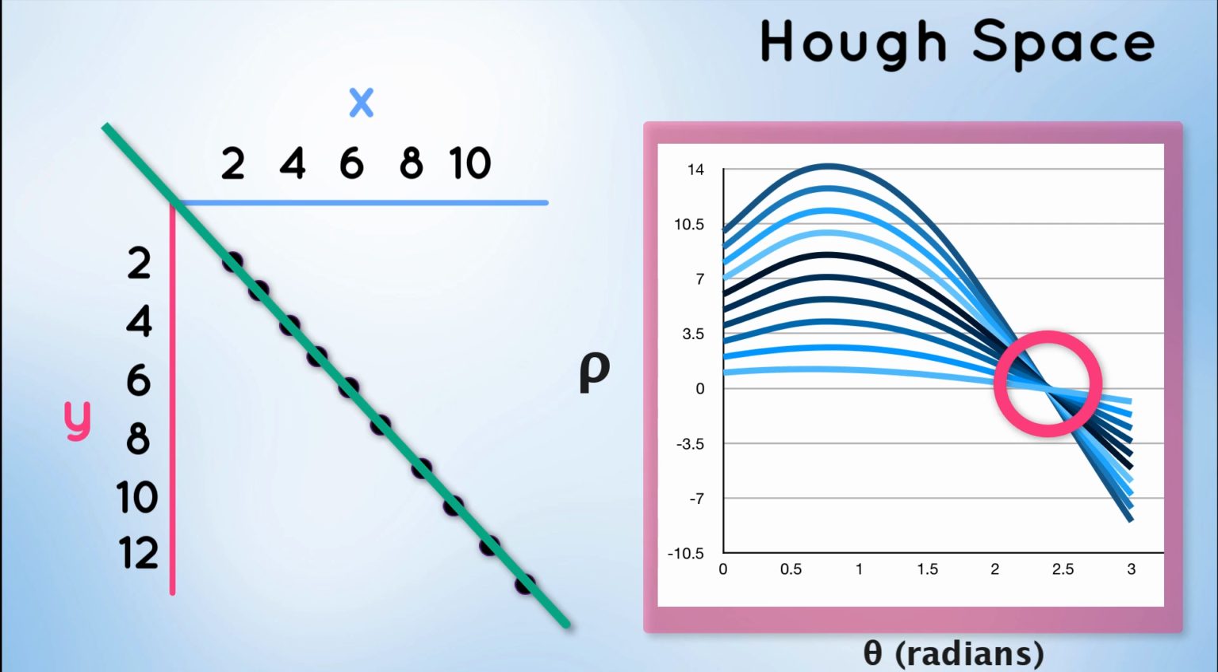The more curves intersecting means that the line represented by that intersection crosses more points. In our case, all 10 of our curves intersect at a single point, which means that there is a single line with some rho and theta value that crosses all 10 of our dots.